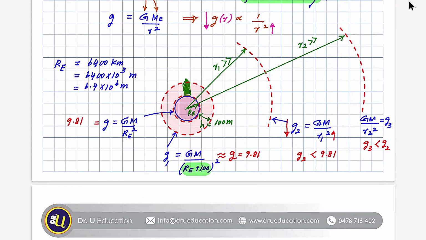So this is the message now. The message is gravitational field intensity is G. That value is 9.81 around the Earth's surface. When you are going away from the surface, G value decreases. So that is the summary.